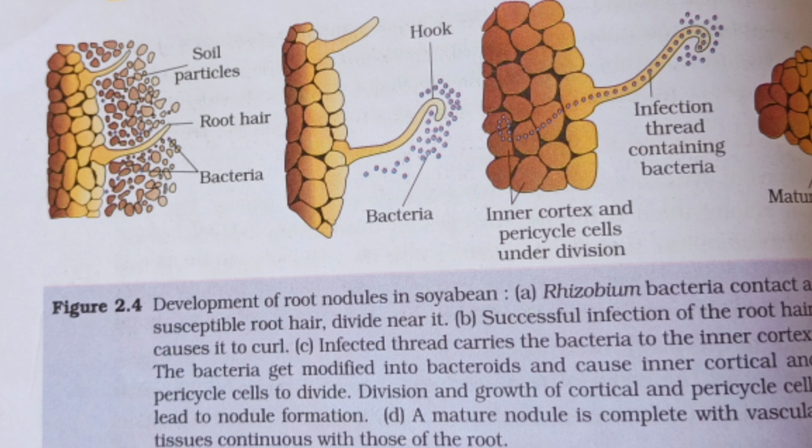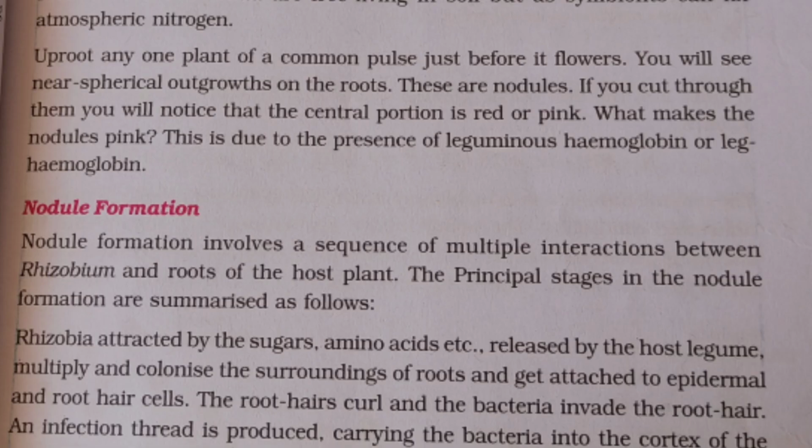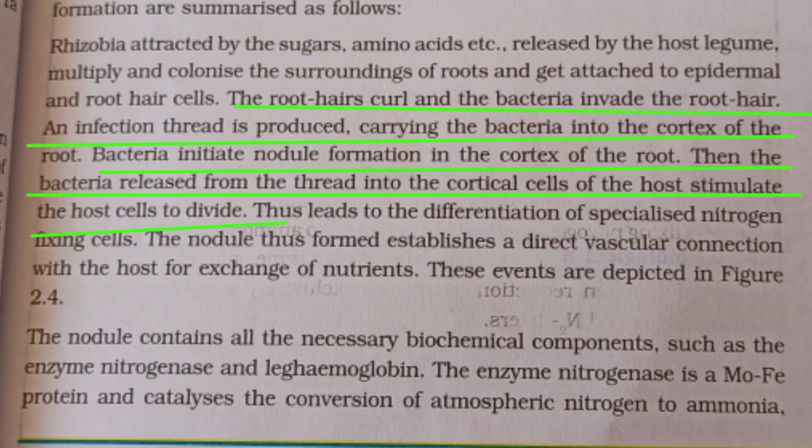Rhizobia, attracted by the sugars and amino acids released by the host legume, multiply and colonize the surroundings of roots and get attached to epidermal root hair cells. The root hair curls and the bacteria invade the root hair, and an infection thread is produced, carrying the bacteria into the cortex of the root. Bacteria initiate nodule formation in the cortex of the root. Then bacteria released from the thread into the cortical cells of the host stimulate the host cells to divide.